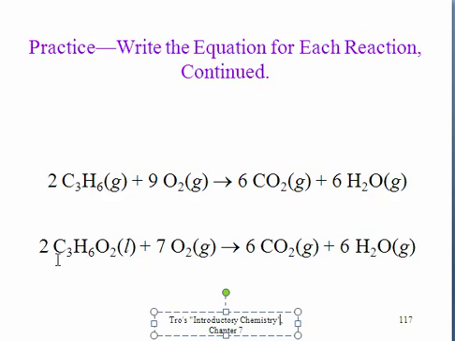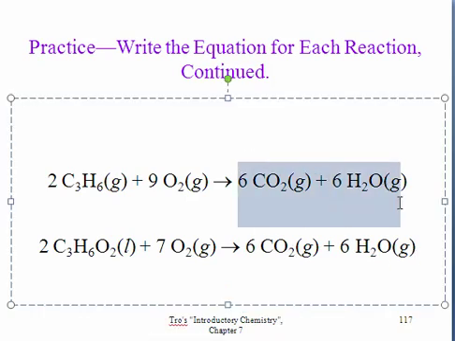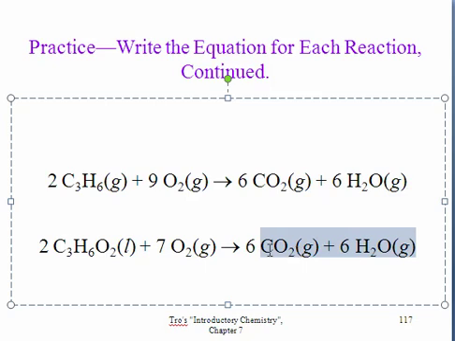And then here is our propylene glycol. To balance this, so we have an even number or a whole number in all of our coefficients, we have 2 of this molecule, 7 oxygens, 6 carbon dioxides, and 6 waters. And what you needed to know is that carbon dioxide and water were the products of both of these combustion reactions, because our reactant has carbon and hydrogen in it.